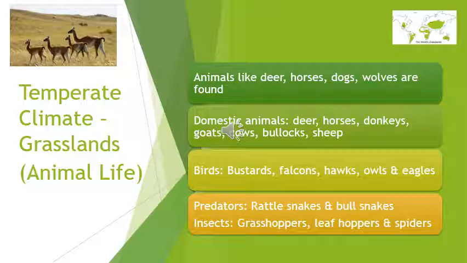Mostly plant and seed-eater birds are found in the grasslands. Birds like bustards, falcons, hawks, owls, and eagles are the common birds found in this region. Other predators like rattlesnakes and bull snakes are also found here. Insects like grasshoppers, leafhoppers, and spiders are found here.